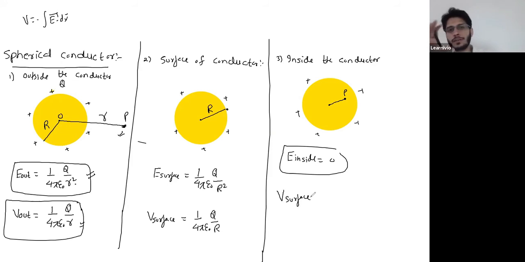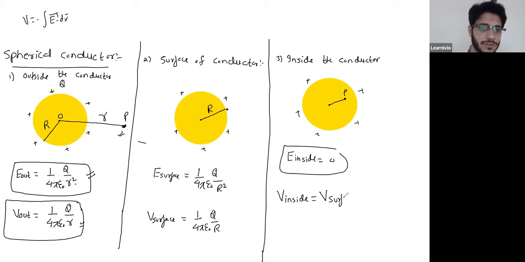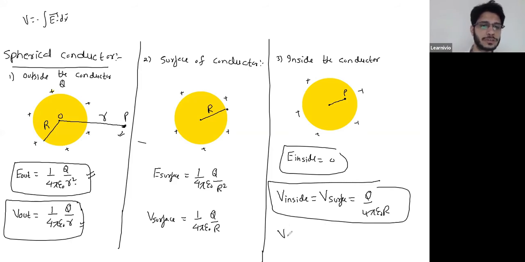We have written that the whole body of the conductor is an equipotential surface. Means potential is the same on the surface as well as inside. Inside the conductor, the value of potential is exactly the same as that of the surface. That is Q by 4 pi epsilon naught R. Remember this result. We will use this result in many questions. Even at the center, the value of potential is Q by 4 pi epsilon naught R.